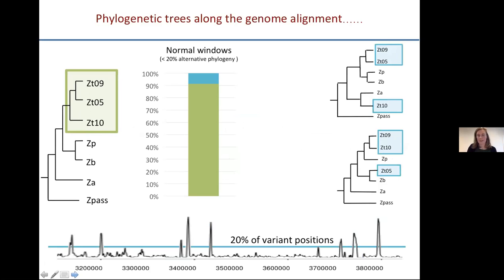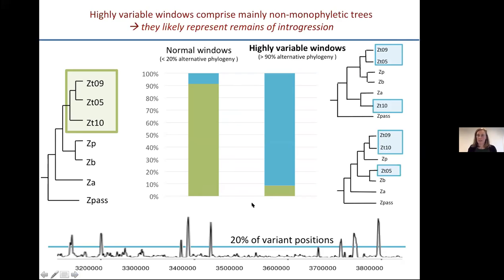And so what Alice additionally did is that she quantified in how many of the genome windows we get the normal expected phylogenetic tree. And there's a huge excess of the species-tree-consistent phylogenetic tree in normal windows, whereas in the highly variable regions, we have an excess of these alternative phylogenies that do not follow the species tree.